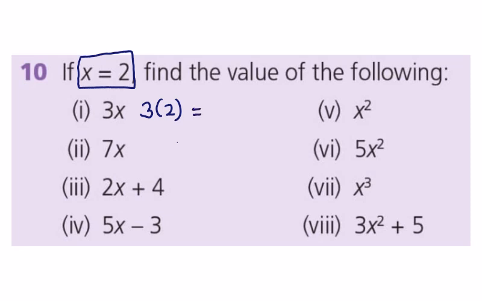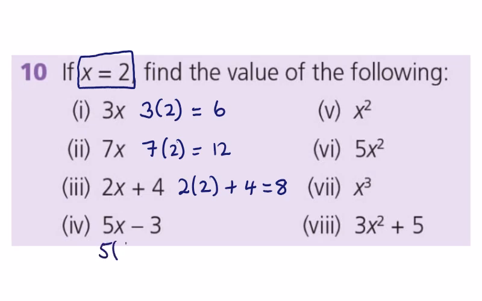But you can see this is 3 times 2, which is 6. 7 bracket 2 is 14, or 7 multiplied by 2. Here we have 2 bracket plus 4. I'm going to put the 2 in, so this will be 4 plus 4. You're going to type it into your calculator. 8. 5 bracket. We're going to put the 2 in. 5 times 2 is 10 minus 3 is 7. But your calculator does all these calculations for you.